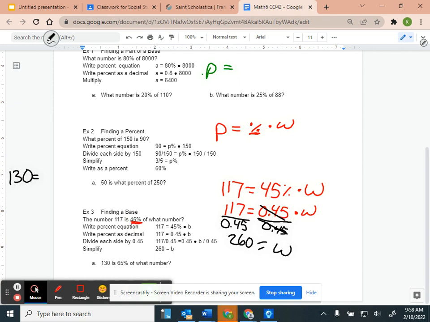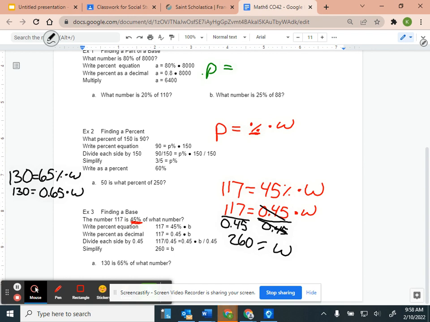P. The part equals percent times the whole. So do we know our percent? 65%. Of what number? The of what number is our whole. So that's what we're solving for. That's our missing piece. We're solving for the W. So I can't really do anything with the percentage. What do I have to do with the percentage so I can work with it mathematically? I have to convert it to my decimal. So 130 equals 0.65 times W.